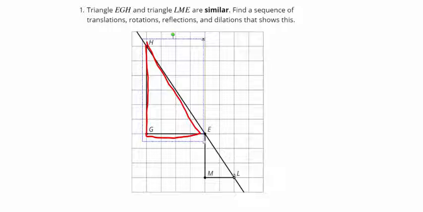So I translated it up 3 and to the left 2 times, 2 squares. And then I dilated it with a center of dilation at E and a scale factor of 2.